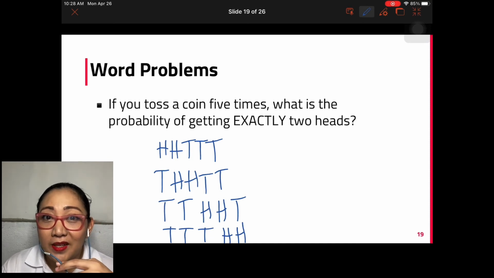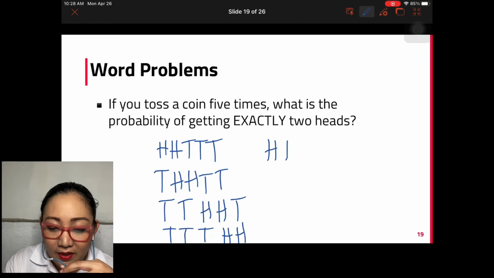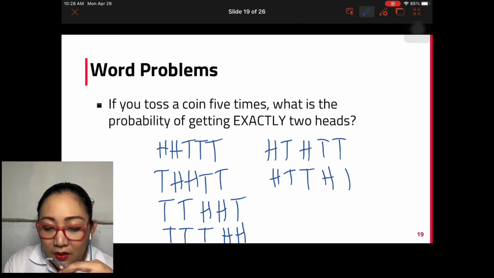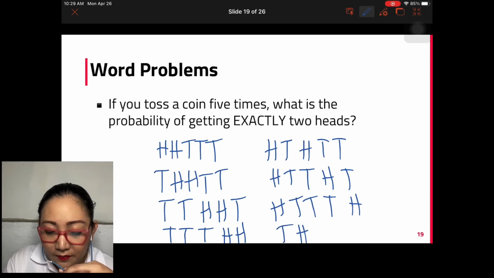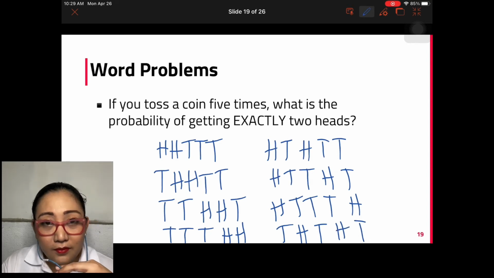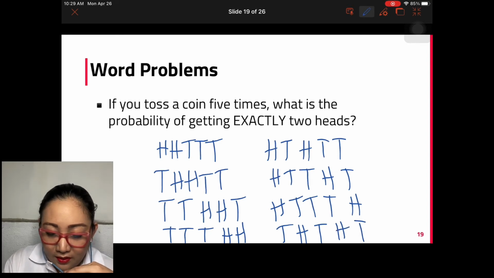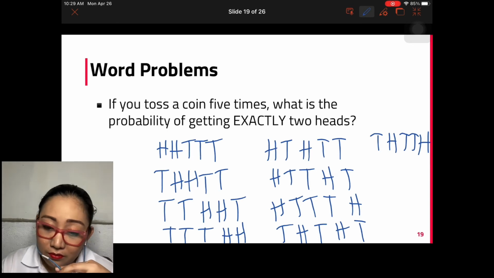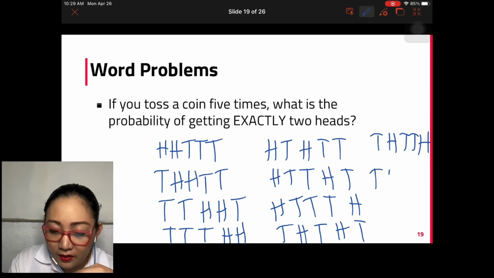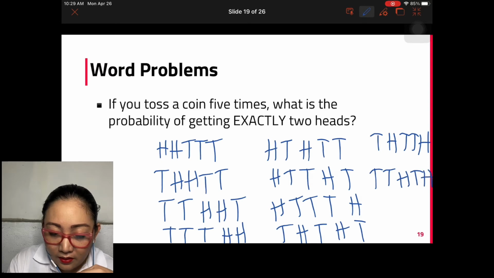Now, this is for yung magkasama yung heads. Now, paano kung hindi sila magkasama? So pwede tayong head, tail, head, tail, tail. Para lang tayong naglalaro dito, minumove lang natin yung ating H. Okay? Ano pa? Pwedeng mauna to. And then this one. Okay? And then pwedeng TH, TTH. Or pwedeng tail, tail, head, tail, head.